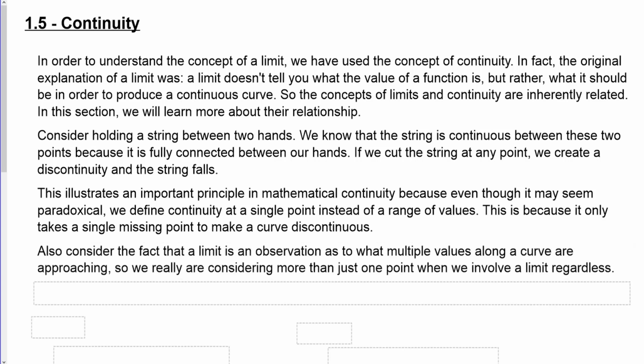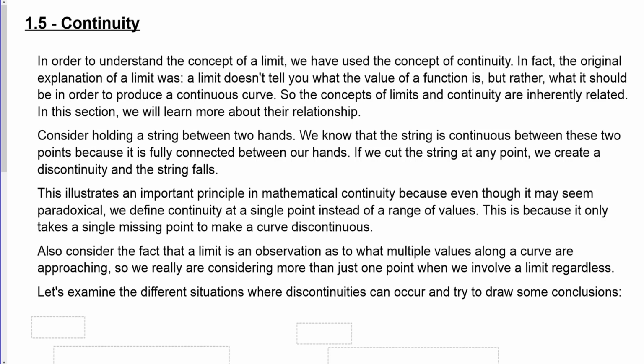Also consider the fact that a limit is an observation as to what multiple values along the curve are approaching. So we really are considering more than just one point when we involve a limit, regardless. Let's examine the different situations where discontinuities can occur and try to draw some conclusions.